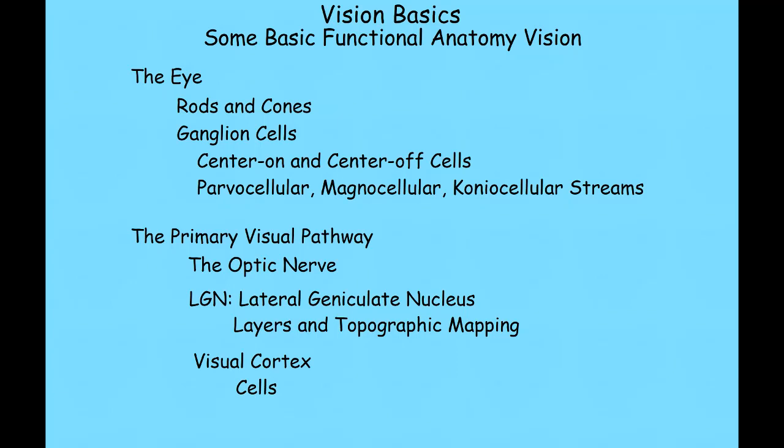And we'll look at the different kinds of cells and the sorts of information that they are selectively sensitive to, that they are processing or representing in the visual cortex. And we'll note again that there are a number of different layers in the visual cortex, and that these layers exhibit a topographic mapping as well.